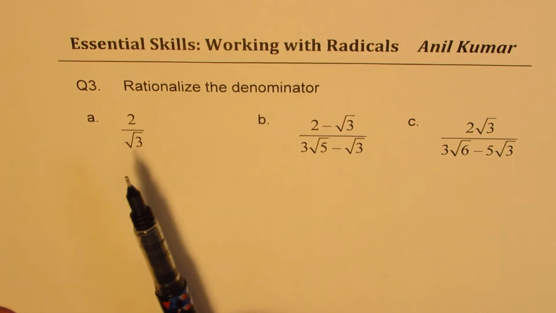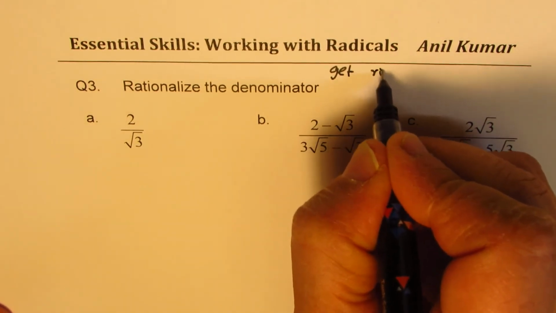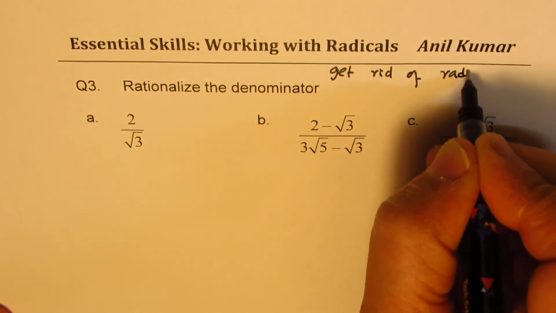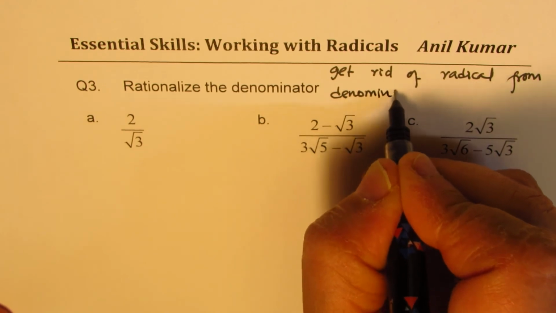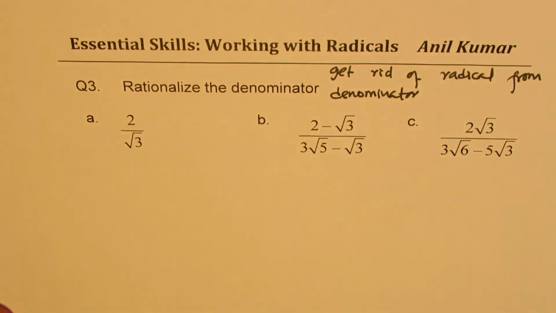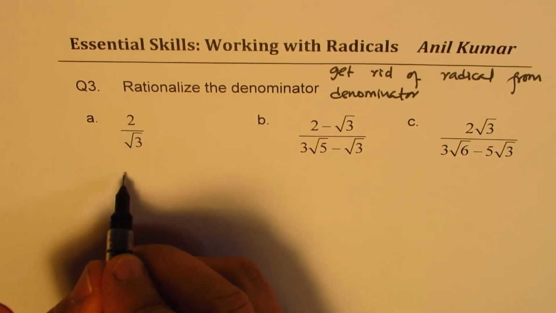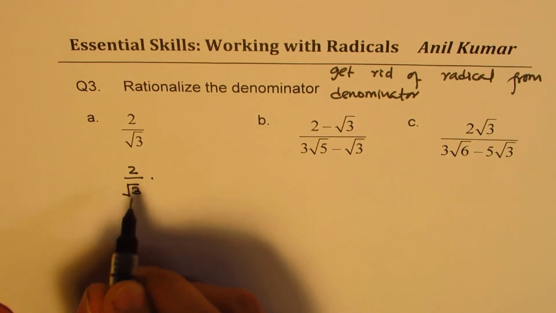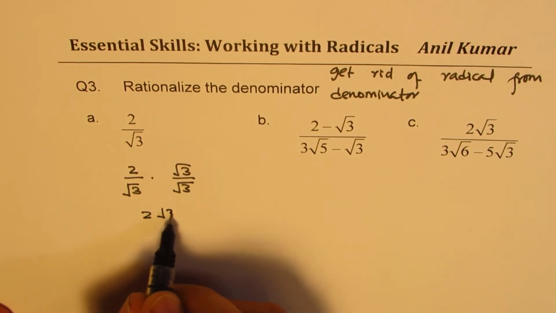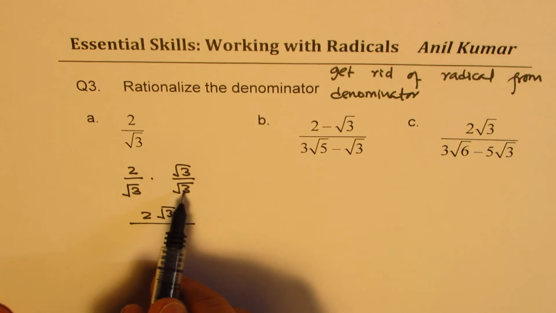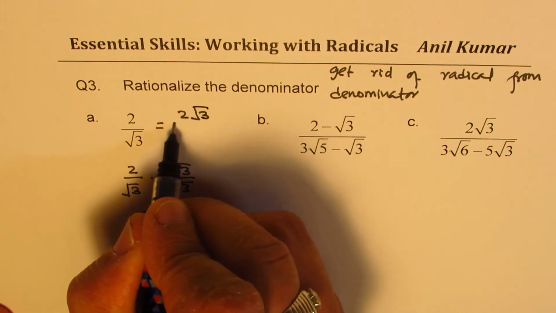So rationalization basically means get rid of radical from denominator. So basically we want to get rid of radical from denominator. And it's a good practice never to write a solution using radical in the denominator. So if you have 2 over square root 3, what you need to do is, as I said earlier, rationalize. So we'll just multiply and divide by square root 3. So we get 2 times square root 3 here. And when you multiply square root 3 with square root 3, you get 3. So that is what it is. So it is equivalent to 2 square root 3 over 3.